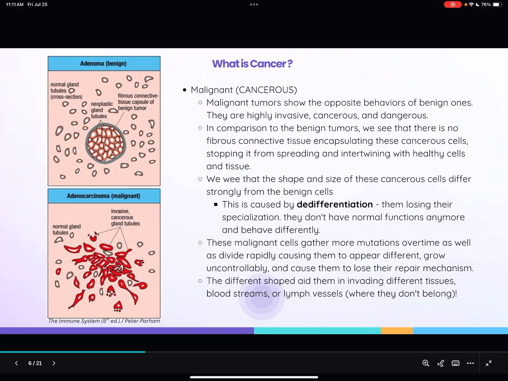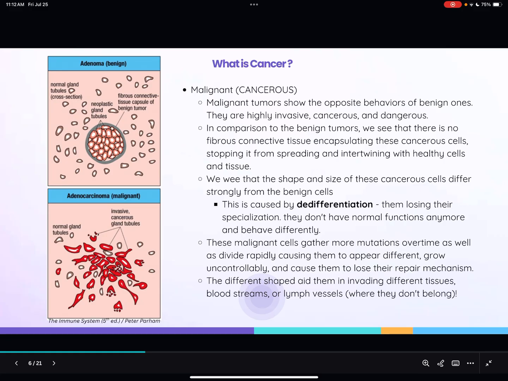Malignant tumors, which are cancerous, show the opposite behaviors of benign ones. They are highly invasive, cancerous, and dangerous. In comparison to the benign tumors, we see that there's no fibrous connective tissue encapsulating these cancer cells. Nothing is stopping it from spreading and intertwining with our healthier cells and tissues.